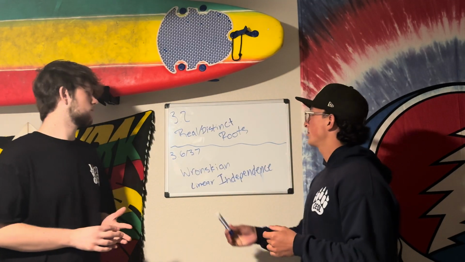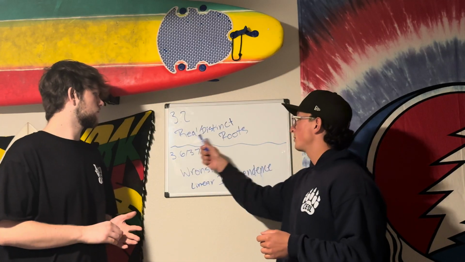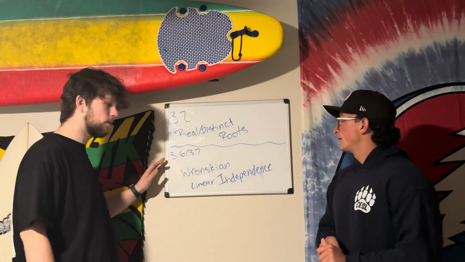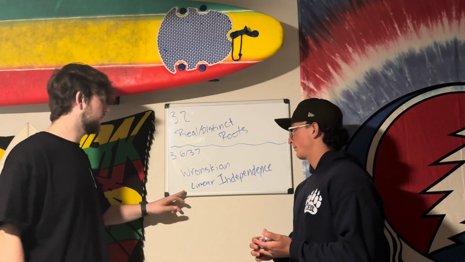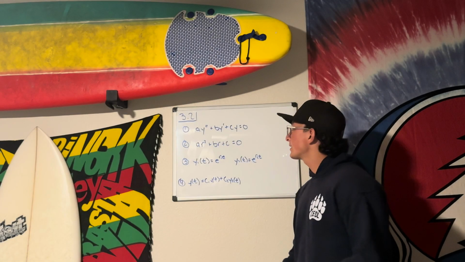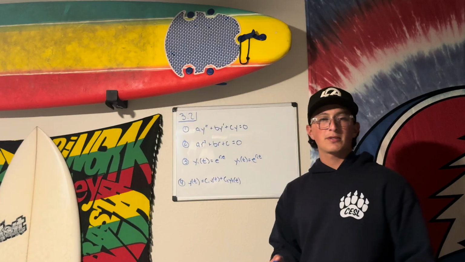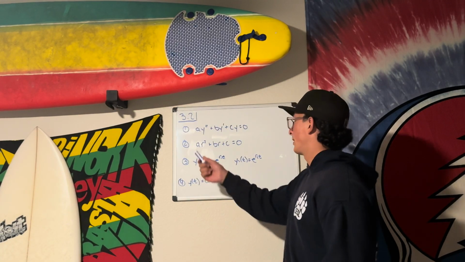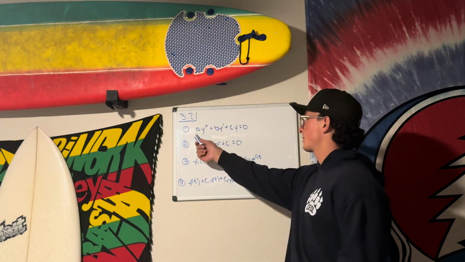Now that we have finished our Calc 3 portions, we're going to move into Chapter 3 of differential equations, and we're going to work on 3.2, real and distinct roots. And then we're going to move on to 3.6 combined with 3.7, Wronskian and linear independence.